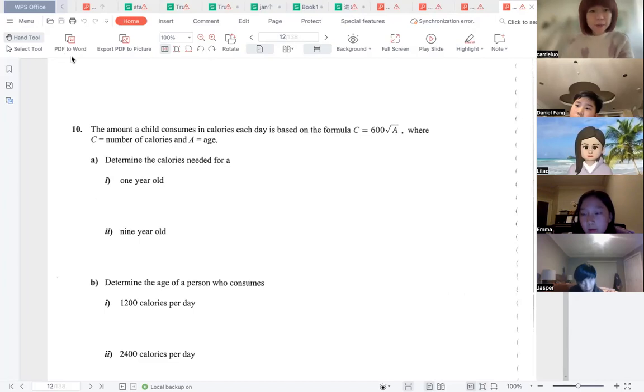OK, I'm back, kids. Let's take a look at number 10. The amount of calories a child consumes each day is based on the formula C equals 600 square root A, where C equals the number of calories and A equals age.